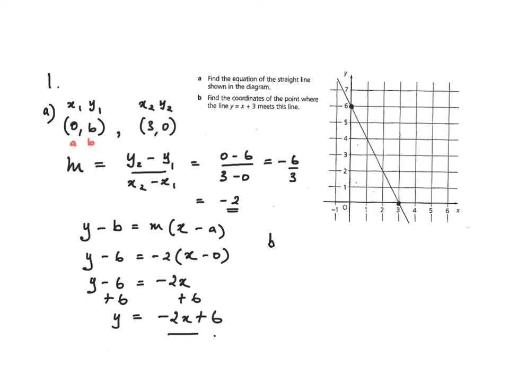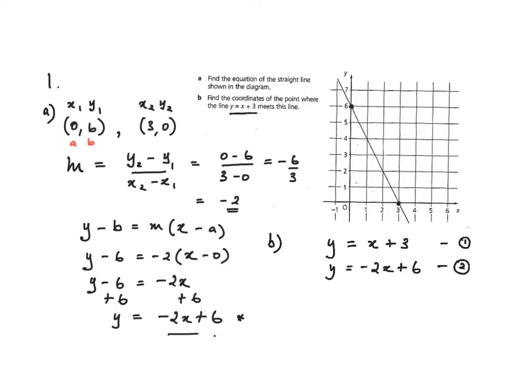Part B wants us to find the point of intersection of this line here and this line here. So y equals x plus 3 and y equals minus 2x plus 6 is equation 1 and equation 2.